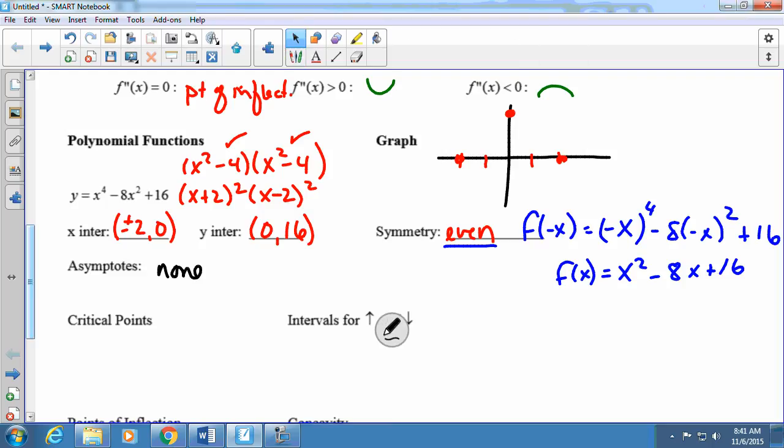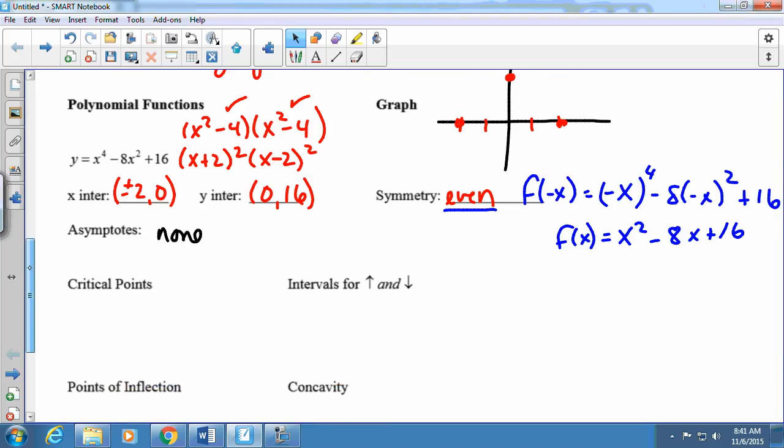There are no asymptotes. Asymptotes occur when you have what kind of function? Not a polynomial function, but a what? What's another formal name for a fraction function? You never hear me say, we got the fraction function. It's a rational function. Remember, rational numbers are fractions that terminate or repeat. So we don't call them fraction functions. Just so you get that language down.